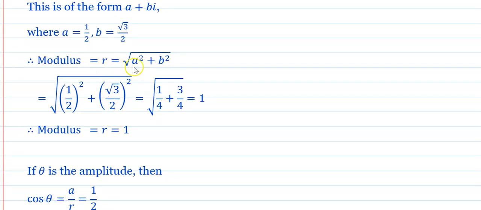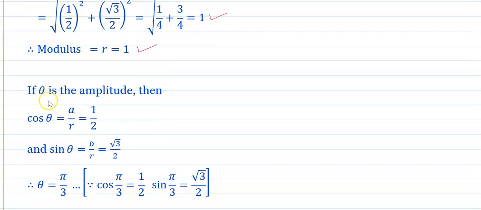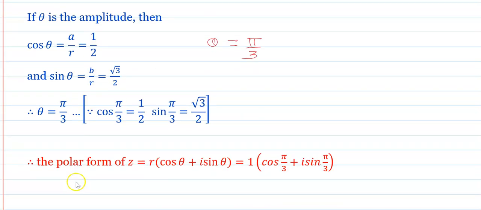Modulus r is equal to the root of a square plus b square. a is 1 by 2 squared, root 3 by 2 squared. Then you will get the root of 1 by 4 plus 3 by 4. That is 4 by 4, this is 1, and the root of 1 is 1. Therefore, modulus r is equal to 1. If theta is the amplitude, then cos theta is equal to a upon r, that is 1 upon 2. Sin theta is b upon r, that is root 3 by 2. And in the first quadrant, it's very simple trigonometry that theta is equal to pi by 3. Hence theta is pi by 3.